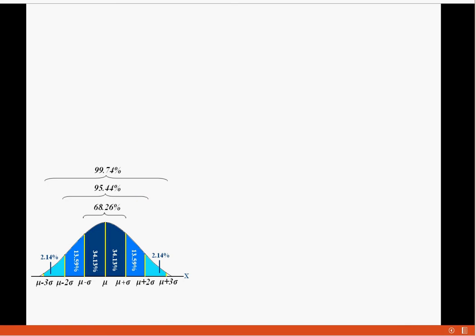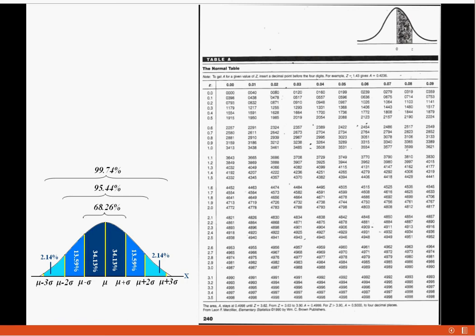Now, today we're going to use a normal distribution table. A normal distribution table is more general than this chart. This chart only contains the percentage numbers that correspond to 1 standard deviation, 2 standard deviations, and 3 standard deviations from the mean. For this table, you do have information concerning 1, 2, and 3 standard deviations from the mean, but you also have 0.1 standard deviation, 1.8 standard deviations, 2.9 standard deviations from the mean. So this table is more general and contains a lot more information than this chart.